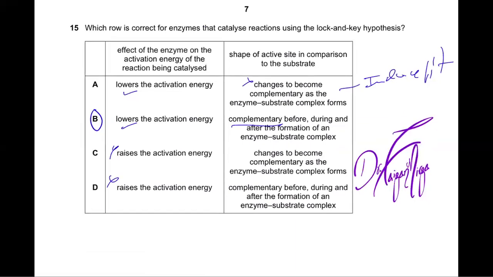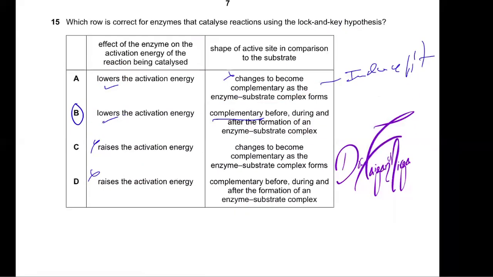Which row is correct for the enzyme that catalyzes the reaction by lock and key hypothesis? Lock and key hypothesis or induced fit hypothesis, both mean the enzyme actually lowers the activation energy, they won't raise the activation energy. This description is for induced fit, and this description is for the lock and key hypothesis, with which the enzyme and substrate are complementary fit for one another. So the answer will be B.